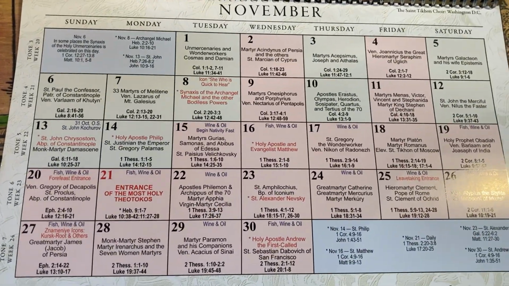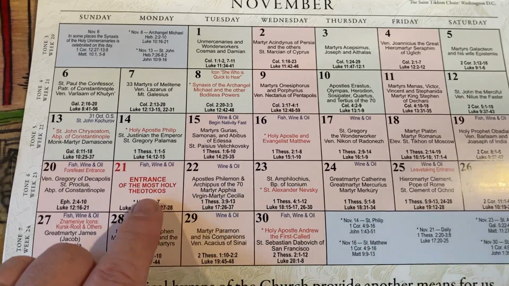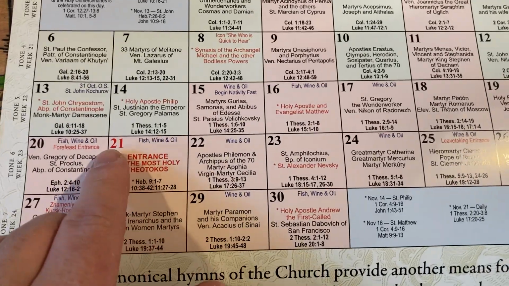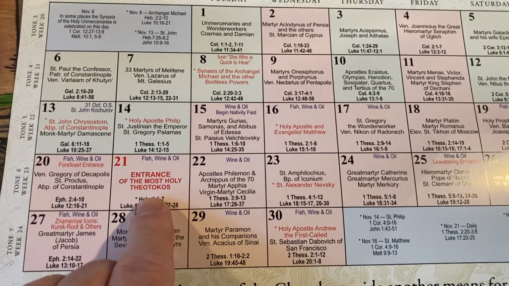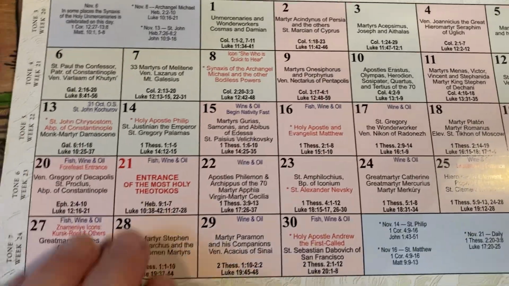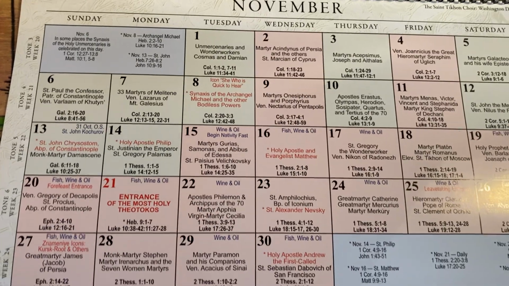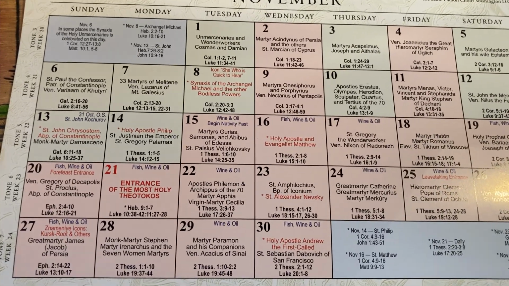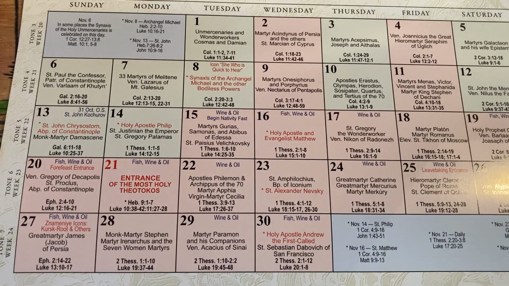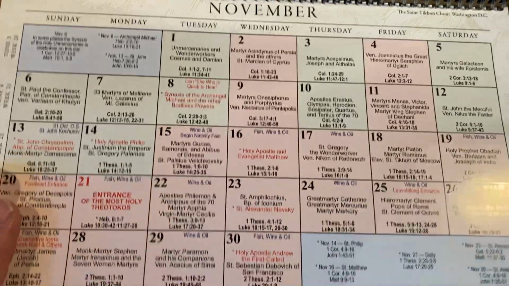I'm trying to think what else here. I think one of the bigger things that I would like to focus on is when we have these major feasts, like the entrance of the Most Holy Theotokos into the temple, which is next Monday. You'll see these feasts that are marked in red. And that's to really get your attention, to say of all these days that you should be attending to, these great feasts are some of the most important.